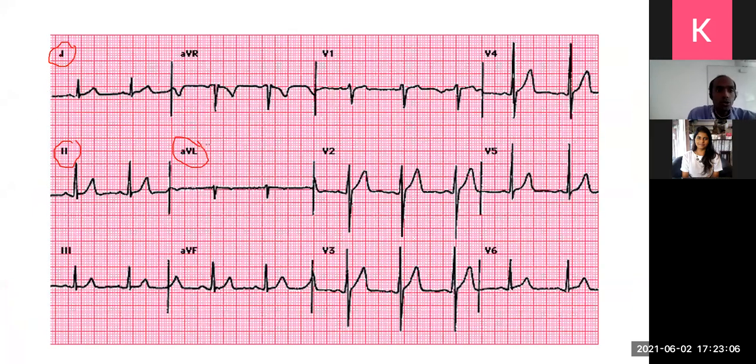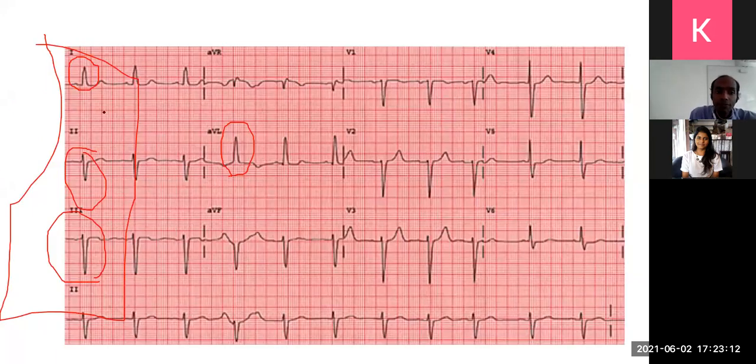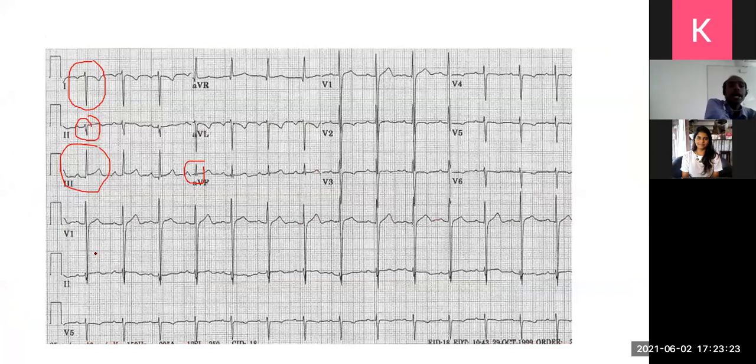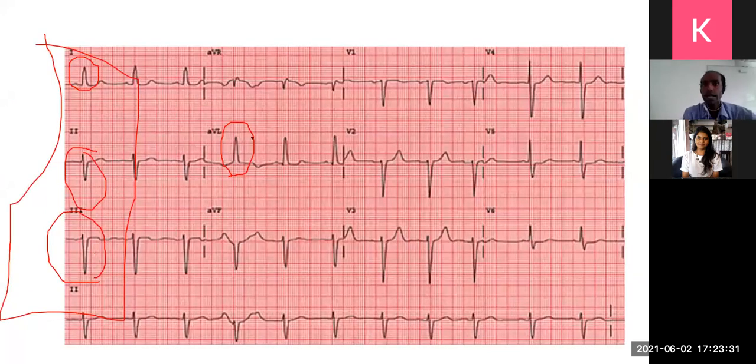1, 2, 3 positive, normal axis. Then when the axis starts shifting to the left, you know that 3 will become more negative. When it goes more and more to the left, 2 and 3 start becoming more negative. When it goes more to the right, 2 and 3 will start to become positive and 1 will be negative. So you can use the limb leads only also.